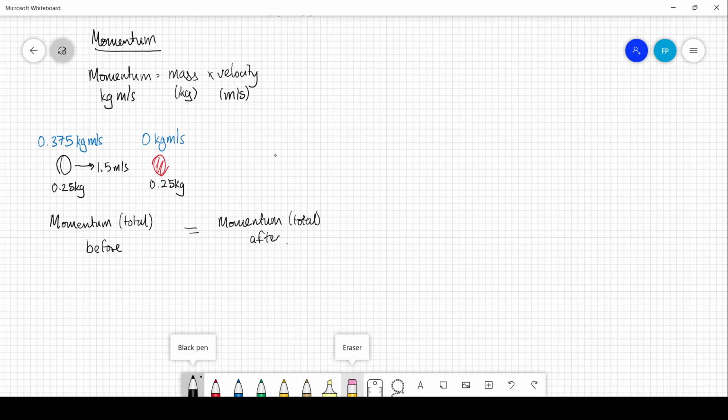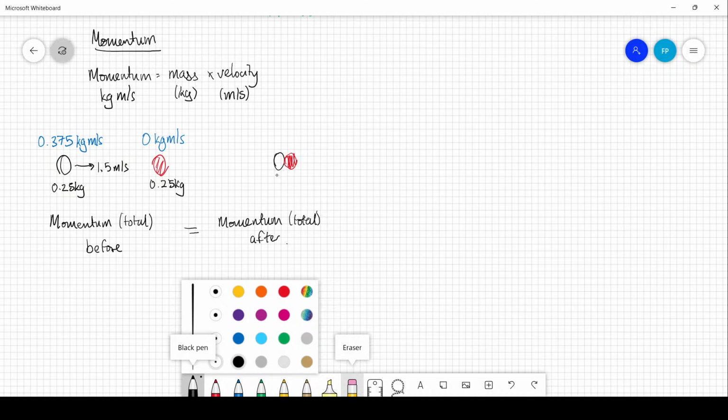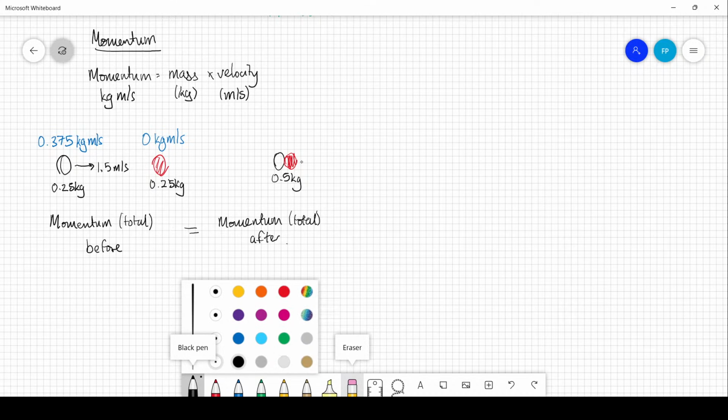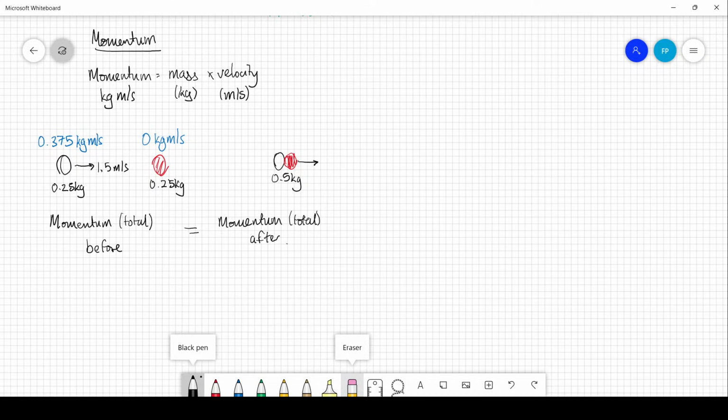So suppose, let's say, this snooker ball will collide with the red one, and they'll just move together. If this happens in a question, you would basically treat this as one very big object. So now they'll have a combined mass of half a kilo, 0.5 kilograms. They will still move with a velocity, and we'll calculate that. And the total momentum remains the same, which is 0.375 kilograms meters per second.